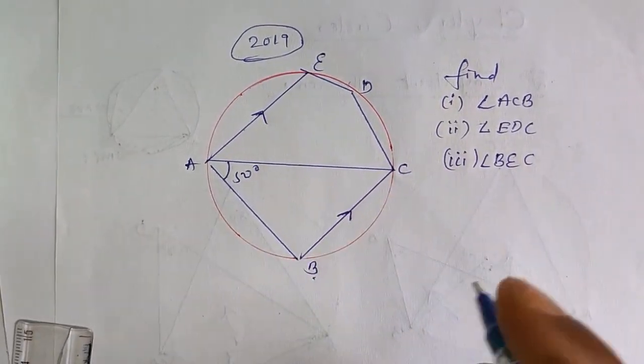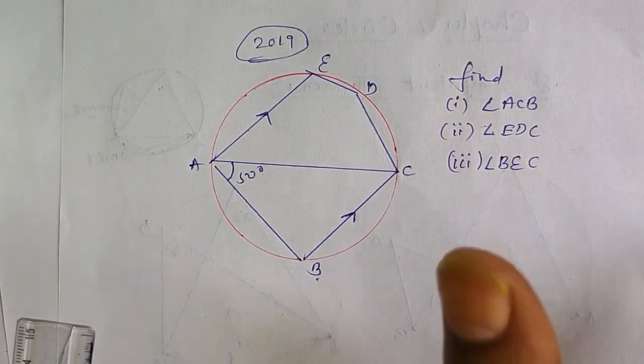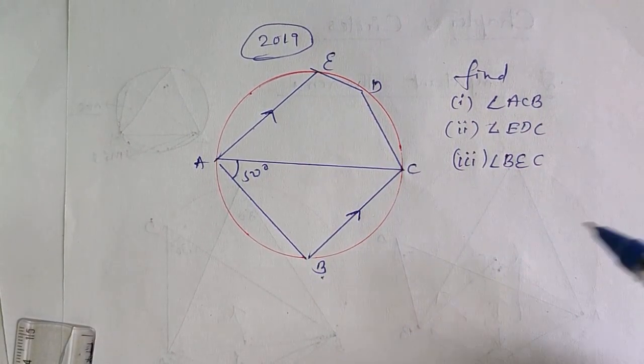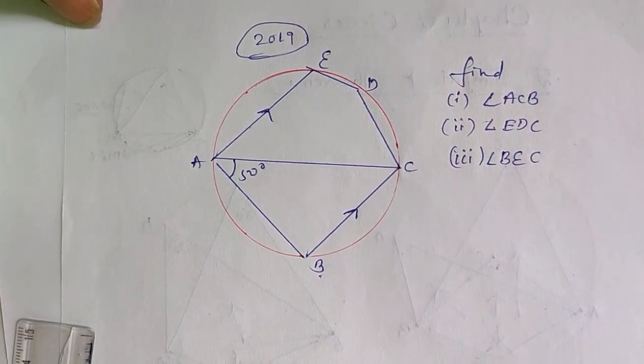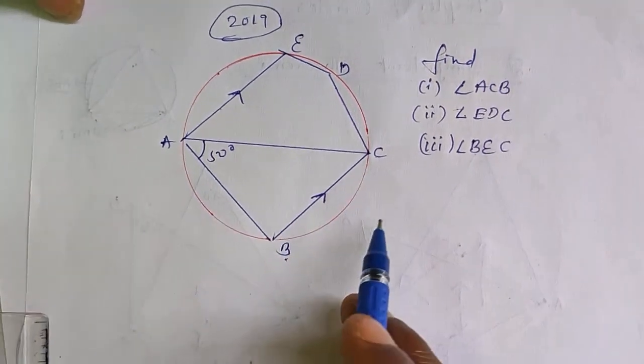Usually from circles they ask 2 to 3 questions. One question from circle, another question from tangent. Tangents are also directly related to circles only. That I will explain later. If you understand circles, tangent problems will also be easy. So this is the problem figure.